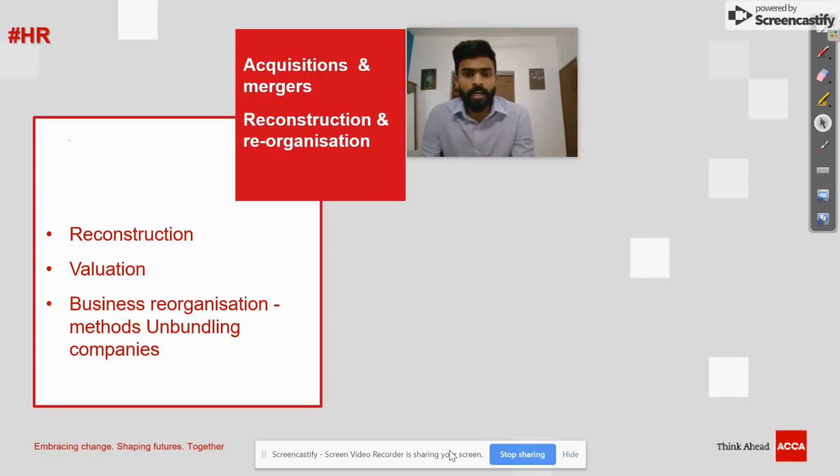Another important area is acquisitions and mergers, and reconstruction and reorganization. These two topics are in most cases tested in a single question, if it comes as a Section A 50 marks question. For a 25 marks question, there's a chance these will be standalone questions. When we're looking at the reconstruction scheme, the question will in most cases ask you to prepare a statement of financial position and statement of P&L after the reconstruction scheme. And we need to compare the positions of each key stakeholder before and after the reconstruction scheme happens.